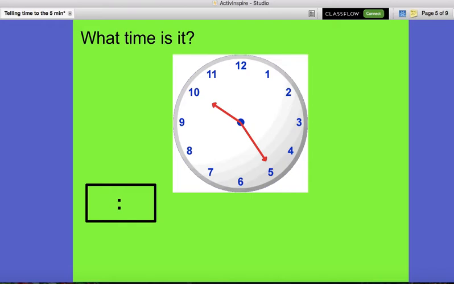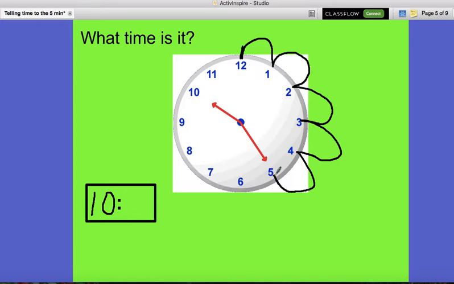What time is it here? So let's look at our hands. First is our hour hand. That's the smaller hand, pointing to what number? The 10. Now to count our minutes, remember we always start here at the 12. So I'm going to skip count by 5s. 5, 10, 15, 20. I stop right here at 25. So what time is it? 10:25.